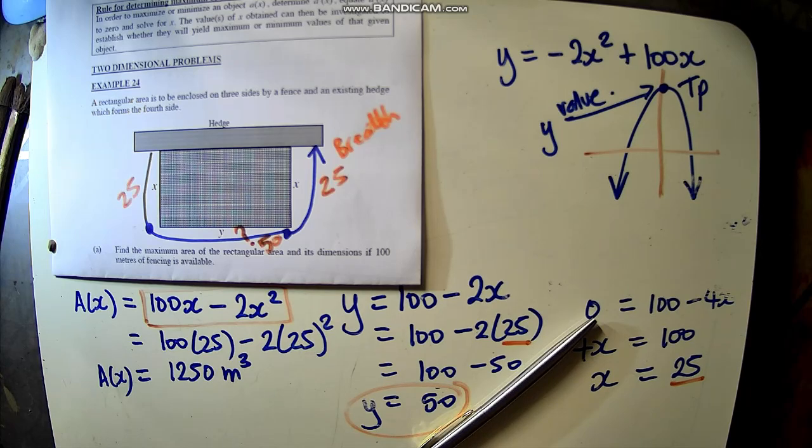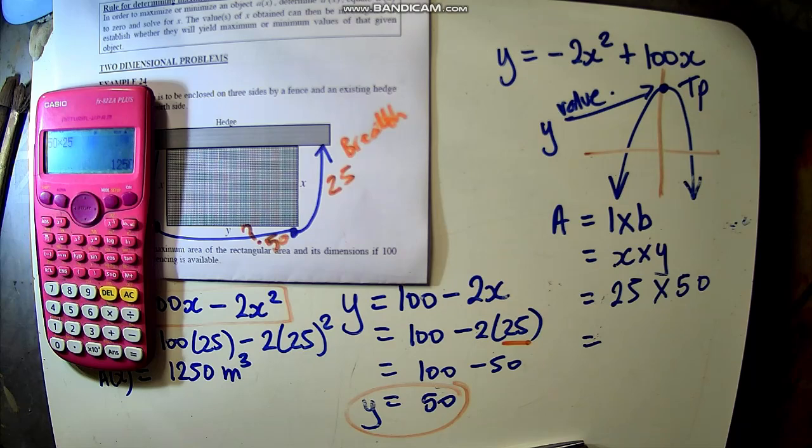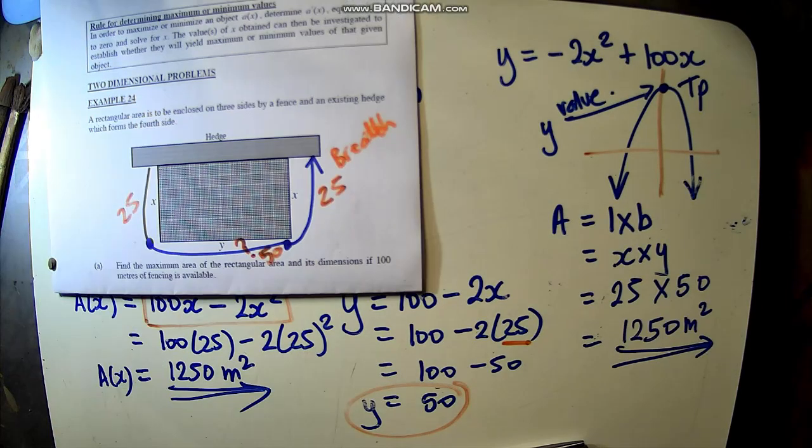Now going back to grade 8 and 9, who can tell me what is the formula for area? Area is equal to length times breadth. In other words, in this case it will be x times y. Substitute the values, 25 times 50, and you tell me. Punch it into your calculator. So according to my calculator, 50 times 25 is 1250 meter squared. Do note we get exactly the same answer.